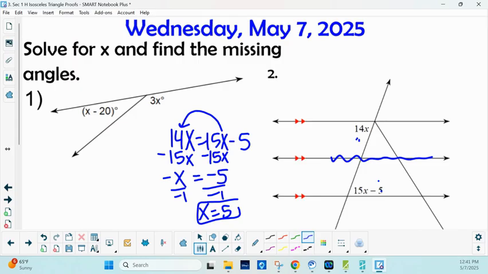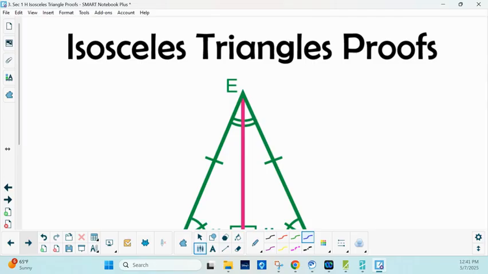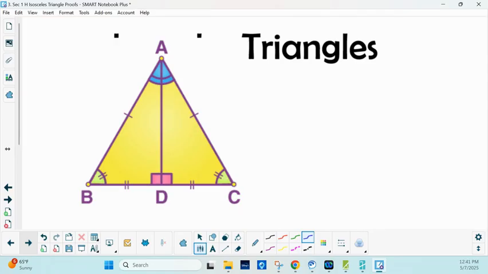Isosceles triangles. So we've talked about isosceles already, but there's a few other things that we need to remember and know about them before we talk about the proofs. So isosceles triangles, how many sides do they have congruent? At least two, right? It has to have at least two. So at least two sides are congruent.